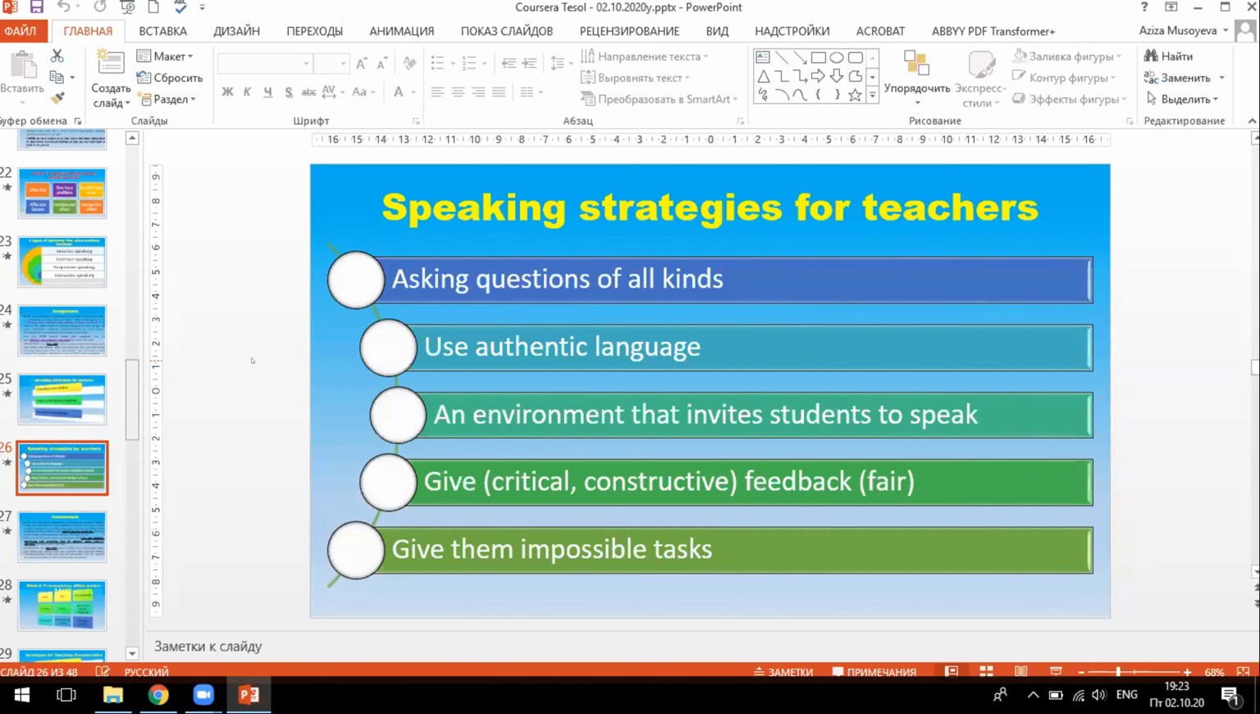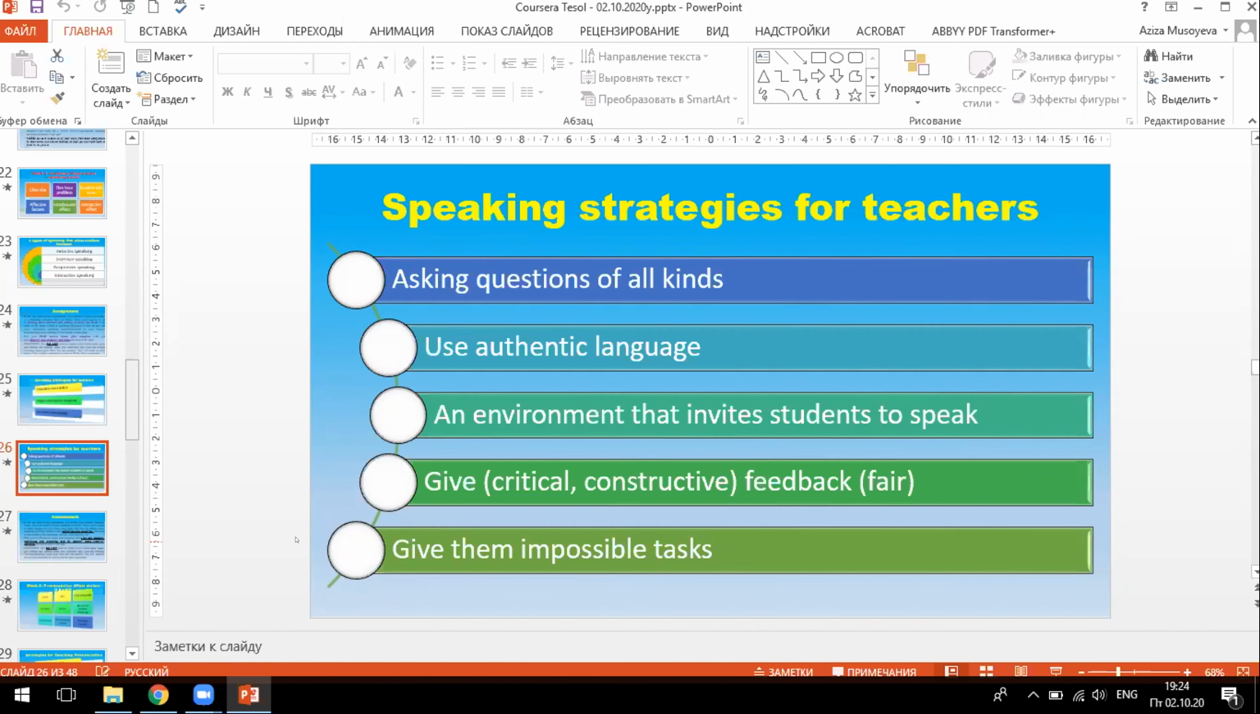Okay, so speaking strategies for teachers. There can also be some speaking strategies. Ask questions of all kinds. You can sometimes ask a personal question, but not too personal. Maybe questions about their hobbies, their interests, what they listen to, what they watch these days. It can make the situation more informal, and they become closer to you.